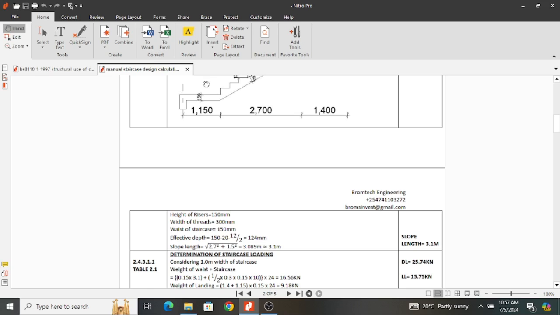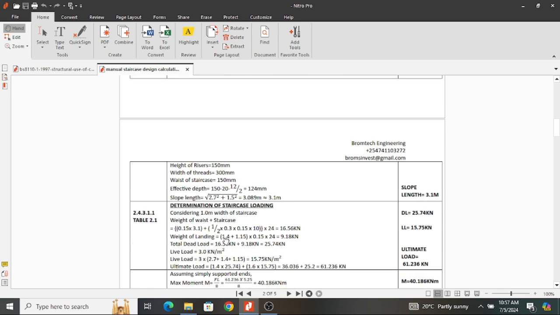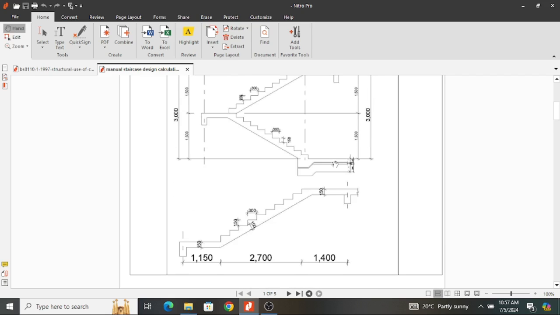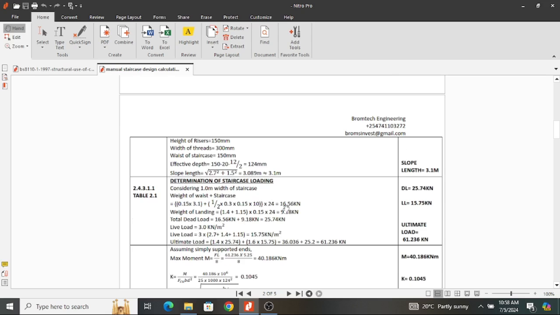Then you proceed to determine the weight of the landing. The weight of the landing is simple. You get the total dimension of the landing, and in this case we are going to add this side. This is 1.4 and add 1.15, and you multiply by the depth of the concrete and the density to give you 9.18 kilonewtons. Therefore you sum both of these, then you get 25.74 kilonewtons. Therefore this is the dead load of your staircase.